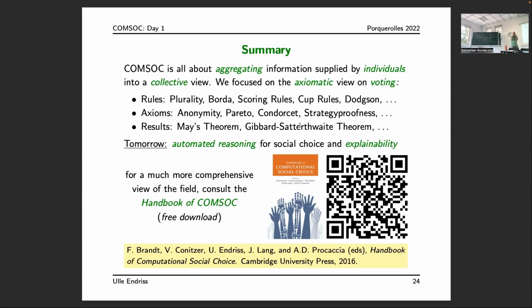This week, you're just going to learn about a tiny part of computational social choice. So there's the handbook of CompSoc, and this is a page where I have the slides of the two talks. And there you can download the book, or you can also easily find the book online if you want to learn about many more things.